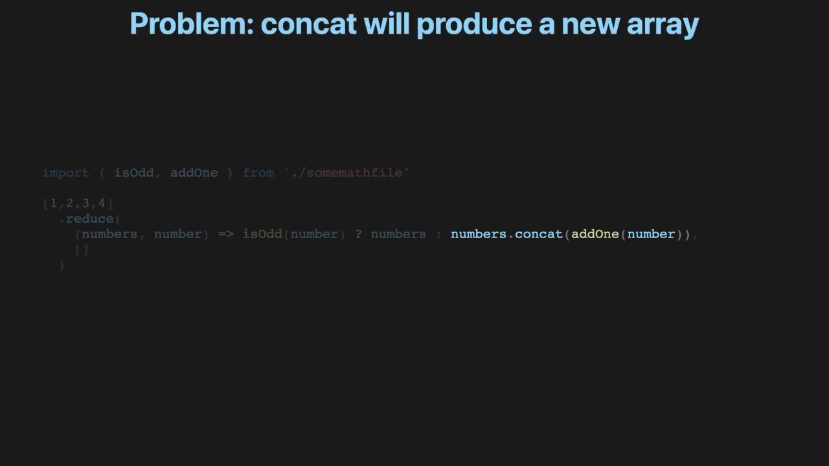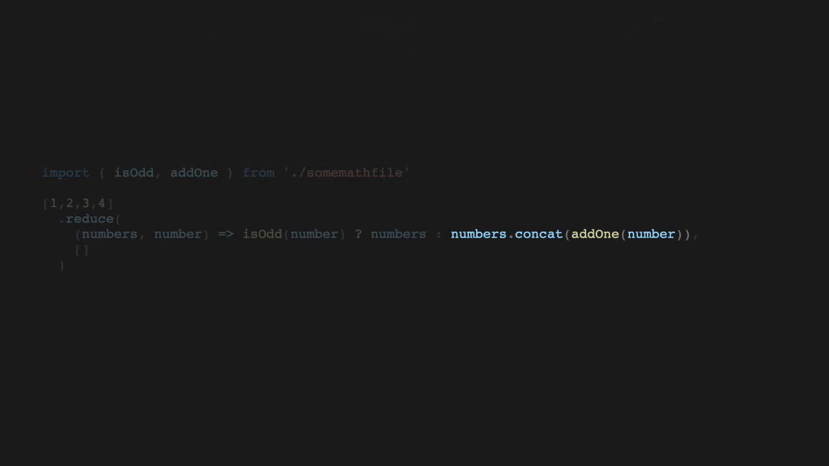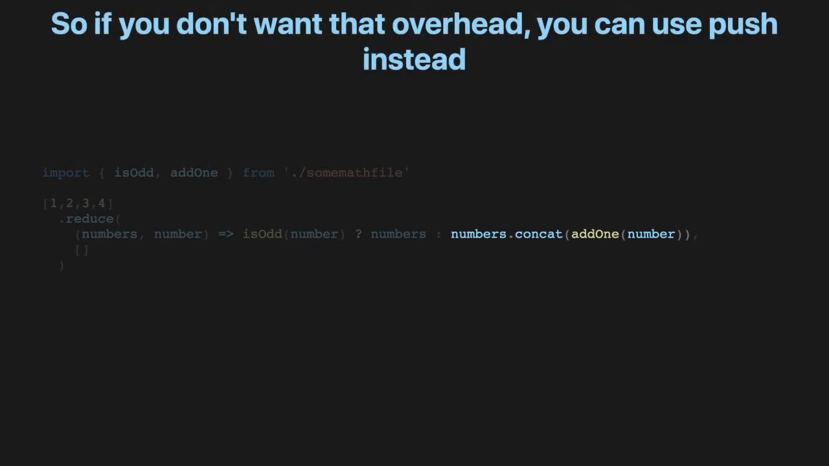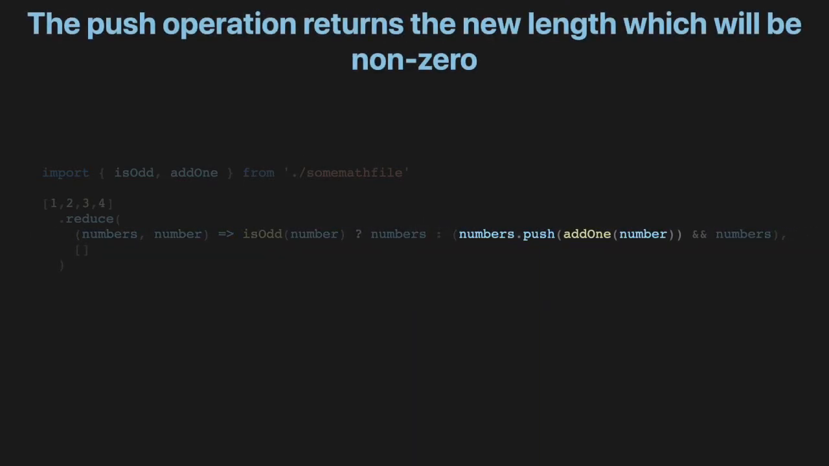But now there's another problem. Concat will produce a new array. So every time you're doing this operation, you're going to return a new array, and you may not want that. So if you don't want that, you can do it with push as well, but it's going to look slightly different. So the push operation returns the new length of the array, which will be non-zero, because if you're adding something to even an empty array, well, it's going to be non-empty.